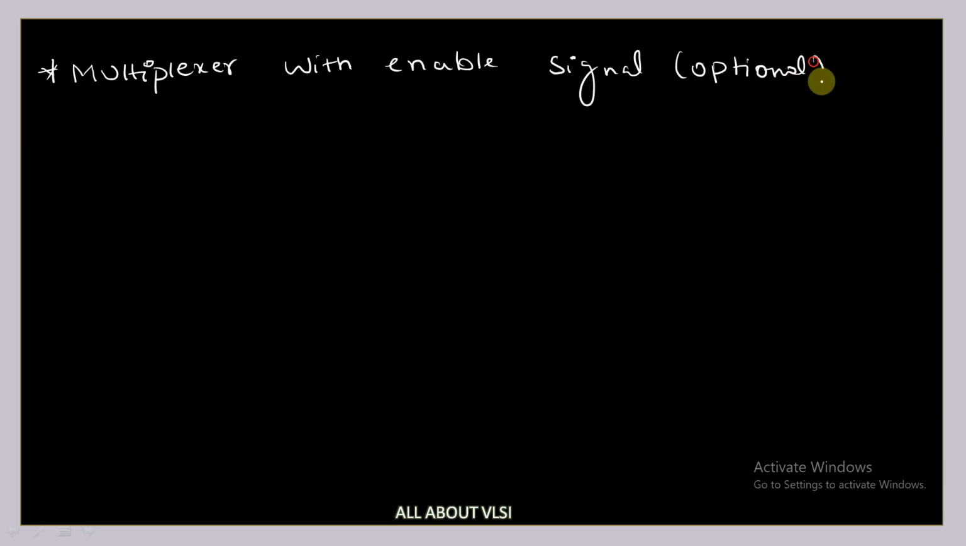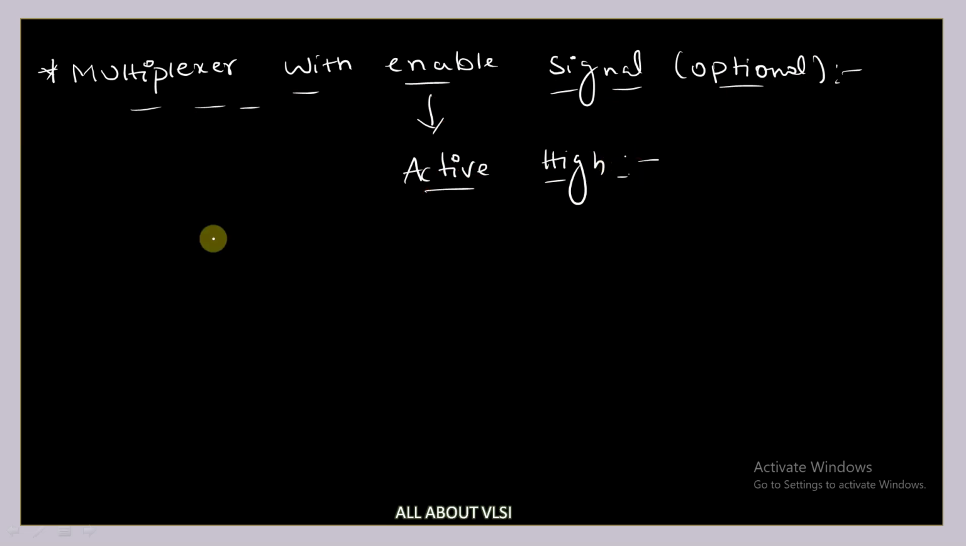Now, there is one more optional signal, that is the enable signal. Okay, I will write it down here. So multiplexer. Okay, so this is optional. So how can you write this multiplexer with enable signal? So this enable signal which we are taking is active high. That means if enable is equal to 1, then only the multiplexer is going to work. Or else if enable is equal to 0, the multiplexer is not going to work.